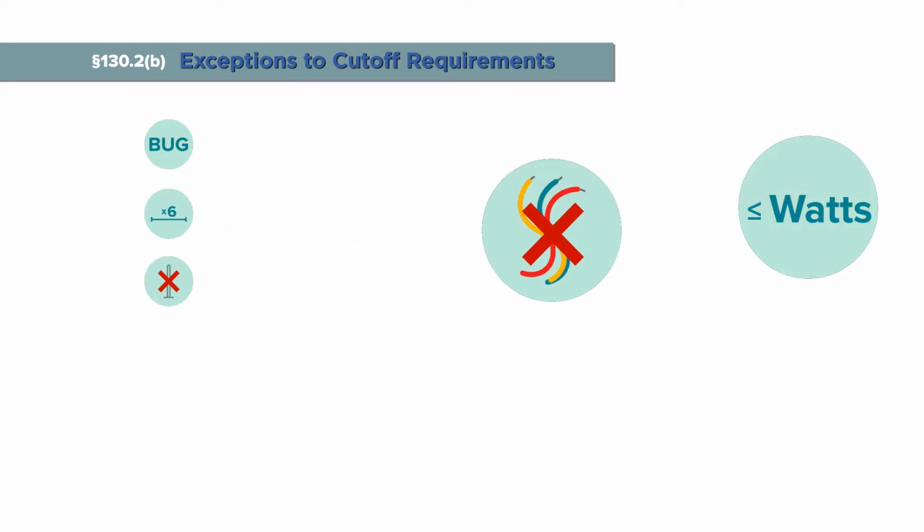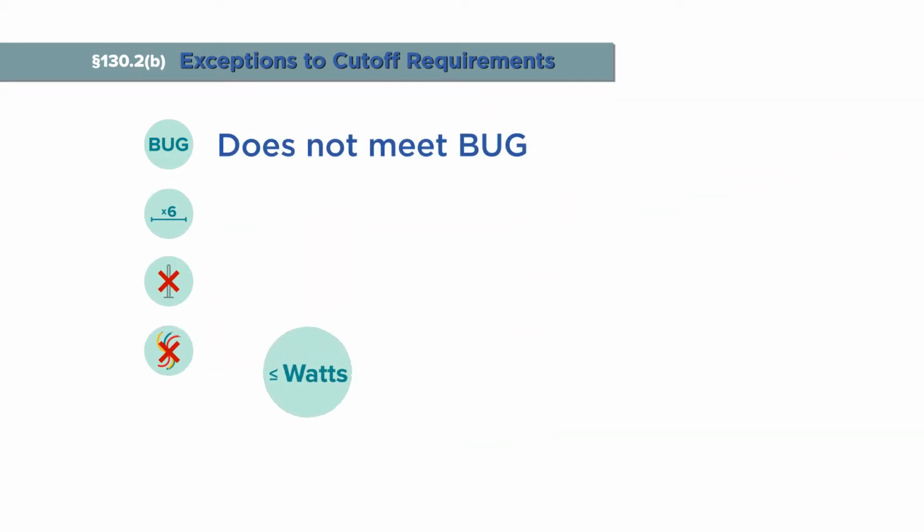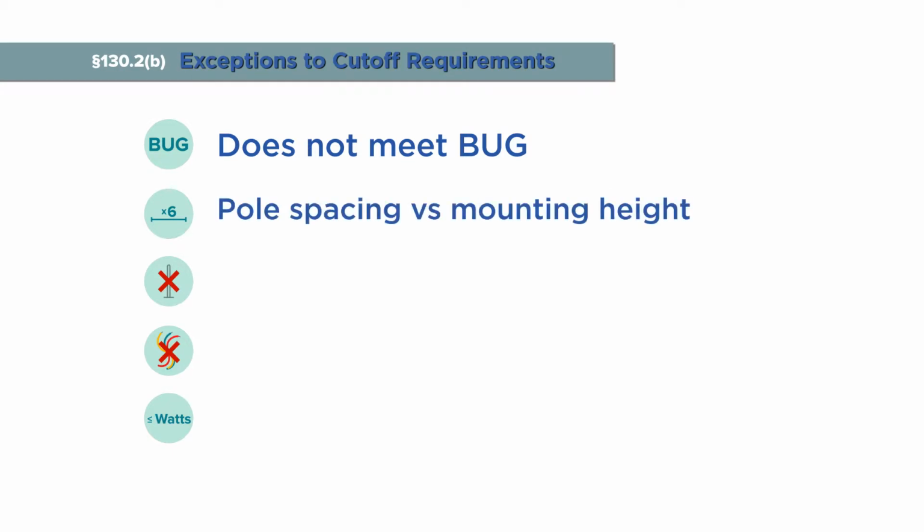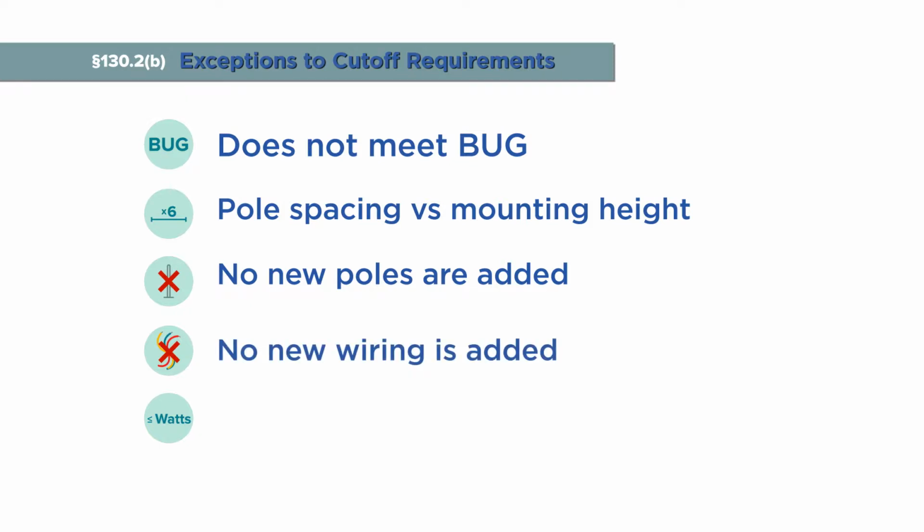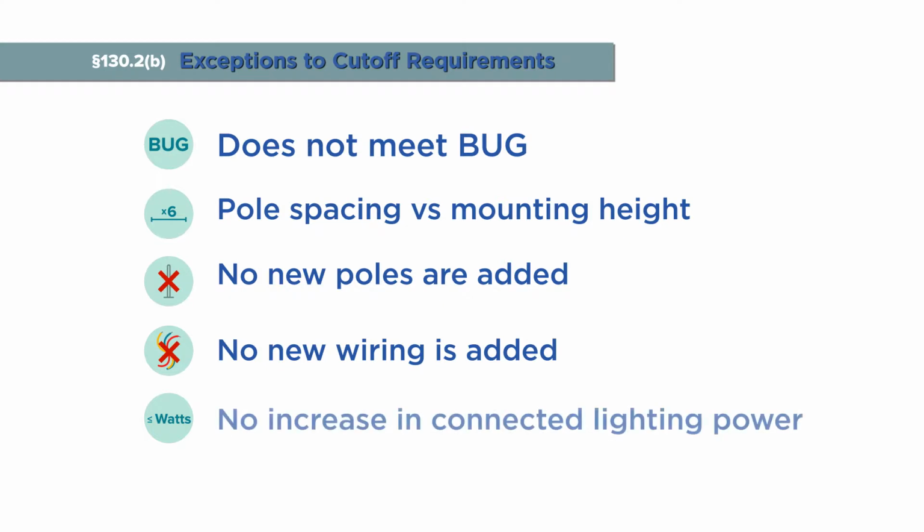The existing luminaire does not meet the luminaire BUG requirements in Section 130.2b. Spacing between existing poles is greater than 6 times the mounting height of the existing luminaires, where no additional poles are being added to the site, where new wiring to the luminaires is not being installed, and provided that the connected lighting power wattage is not increased.